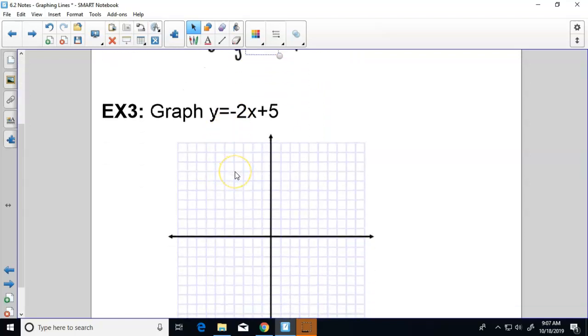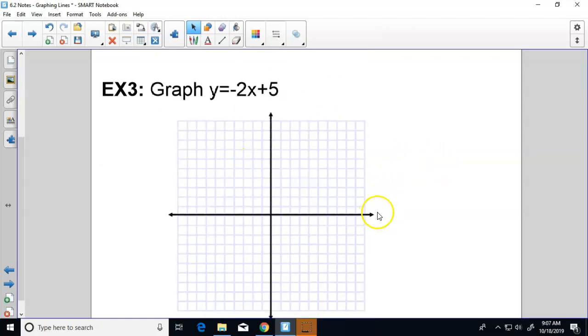So whenever we're graphing these, this is your x-axis. This is your y-axis. So we always want to start with the y-intercept. That's what you're going to graph first. So Emma, what's the y-intercept of example 3? 5. Right, so we've got negative 2x plus 5. So this right here, that's our y-intercept. So we're going to go to 5 on the y-axis, and we're going to put a dot.